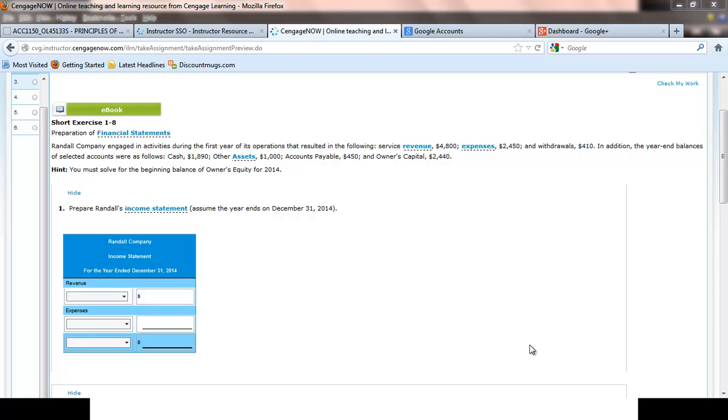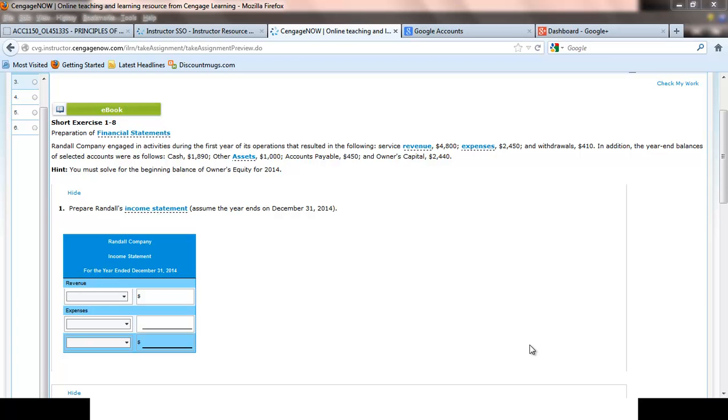Principles of Accounting 1, Chapter 1, Short Exercise 8. We're looking at the preparation of financial statements. We have Randall Company, and it says that he engaged in activities during the first year of its operations that resulted in the following. We have service revenue of $4,800, expenses of $2,450, and withdrawals of $410.